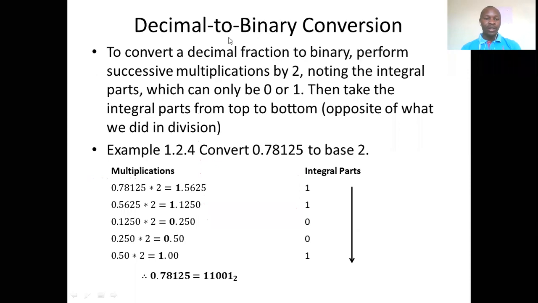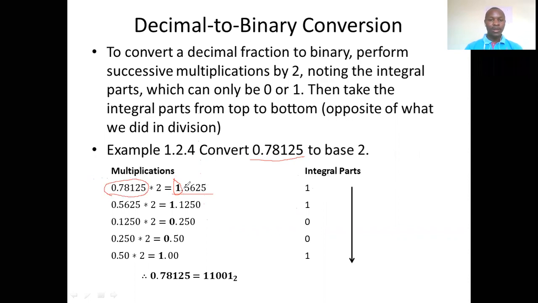For instance, let's suppose we want to convert the number 0.78125, which is in base 10, to base 2. What we do is multiply that number by 2, and the answer will be 1.5625. On this answer, the integer is 1. So we take note of the integral part, which is 1.